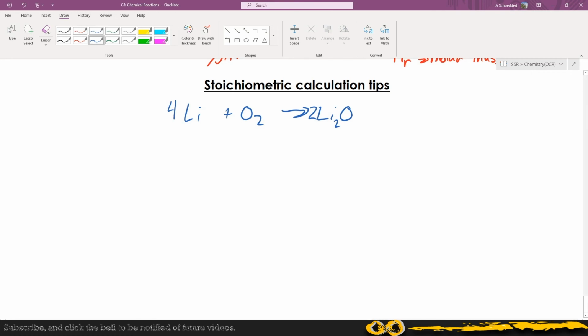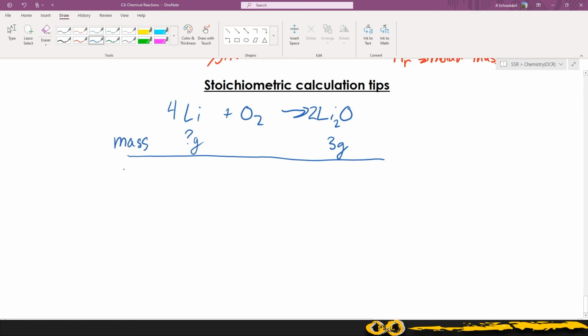Let's examine this and say that 3 grams of lithium oxide were produced. We want to know how many grams of lithium metal were used for that. We know that in total, from the law of conservation of mass, there will need to be 3 grams on the reactant side. But we cannot just divide that equally because lithium and oxygen weigh different amounts. And so we need to convert this to moles. I find it helpful to turn this into a table where the top row of your table is mass, the second row of your table is molar mass, and the third row of your table is the number of moles.